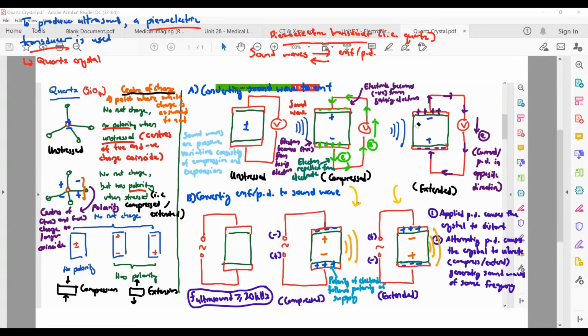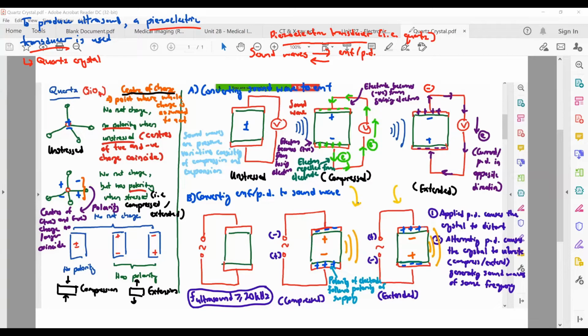Now, what if your sound wave causes the compression, extension of your quartz crystal? If it causes extension of your quartz crystal, your polarity will now change. Instead of being positive, negative here, now this one is negative, positive. So same thing will happen. If this one here is negative, it will cause an electron to be repelled away, and then it goes to the other side and comes to this side. So when the electron is repelled away, this side loses one electron, it becomes positive. This side gains one electron, it becomes negative.